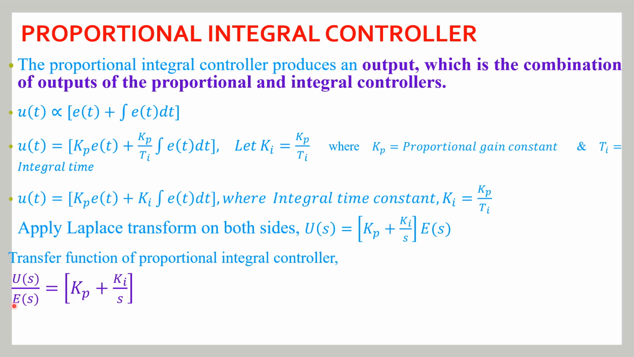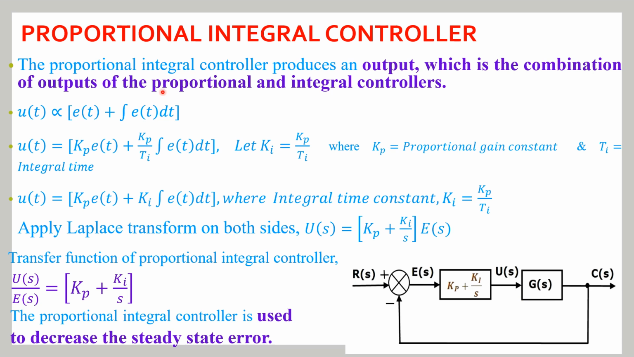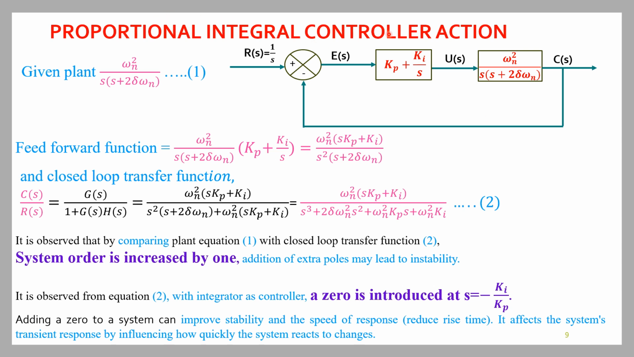So this is the transfer function of the proportional integral controller, and it is represented in the controller place, and this is my open loop function G(s). Again, the major responsibility of this proportional integral controller is to reduce the steady state error. With the proportional integral control action, let us verify how it increases the order of the system.